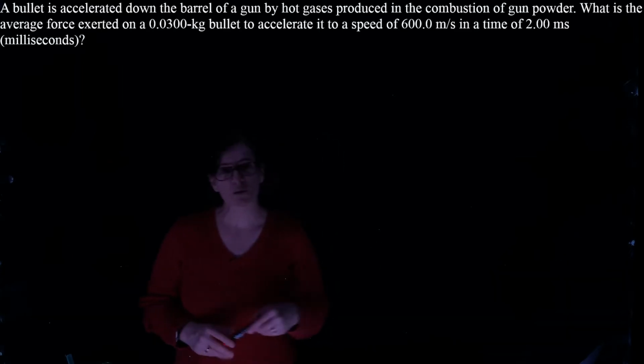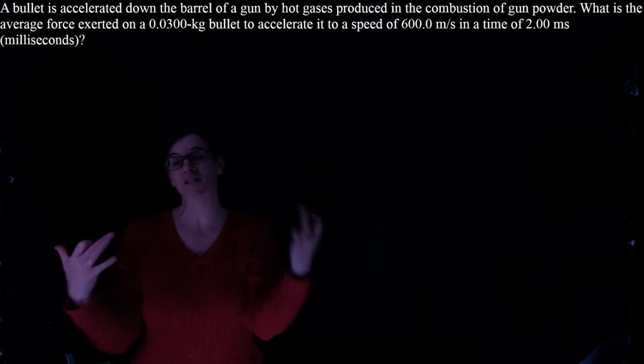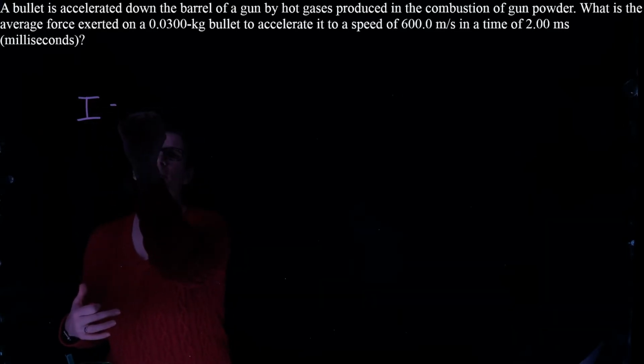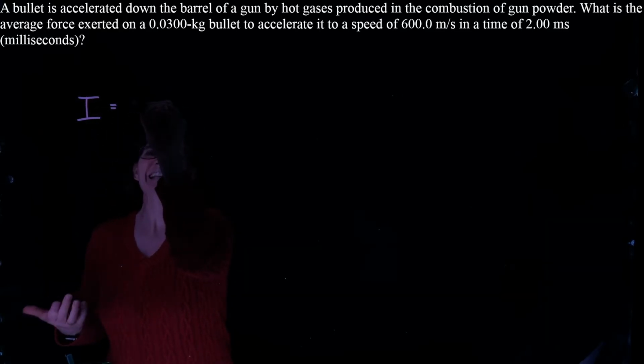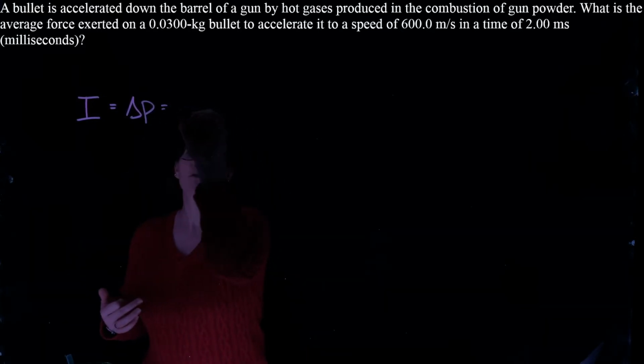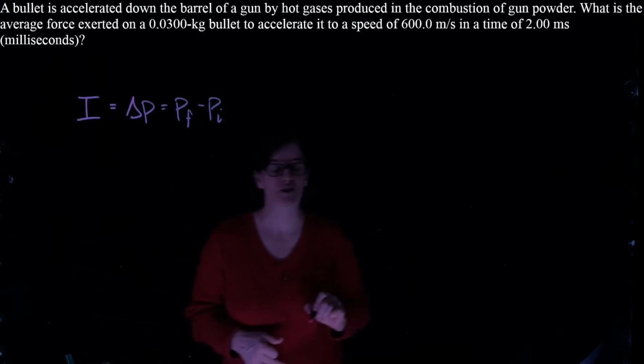All right, so we want to remember a couple things about impulse. Impulse is that relationship to Newton's second law in terms of momentum. So we want to remember that impulse is equal to our change in momentum. That, of course, as with any change, is our final momentum minus our initial momentum.